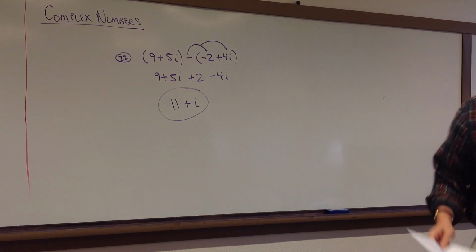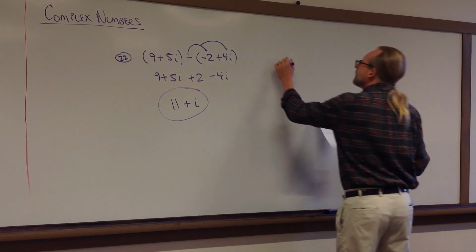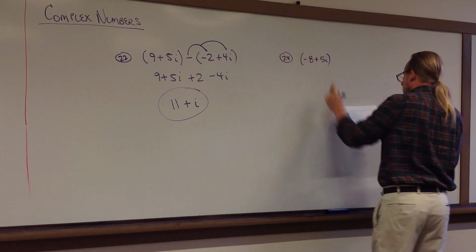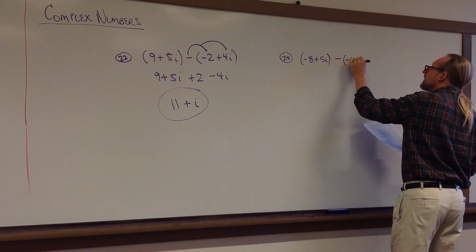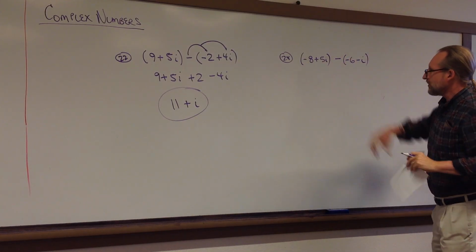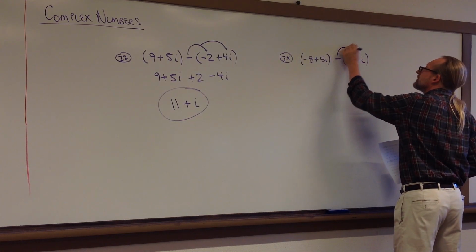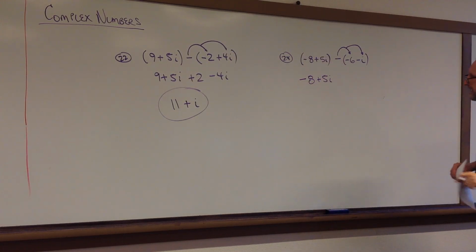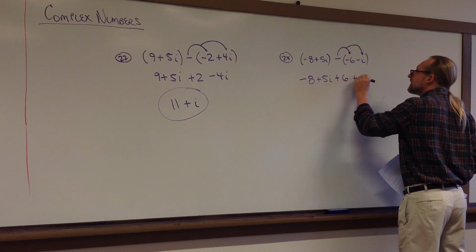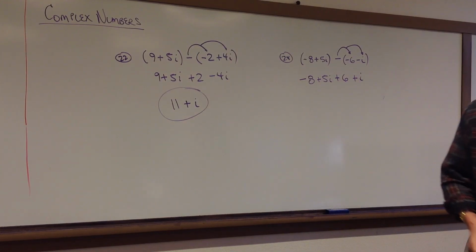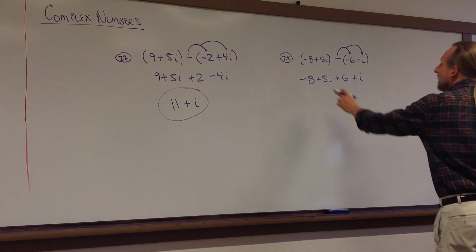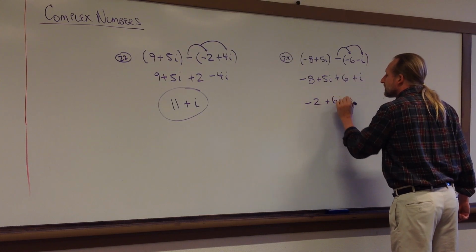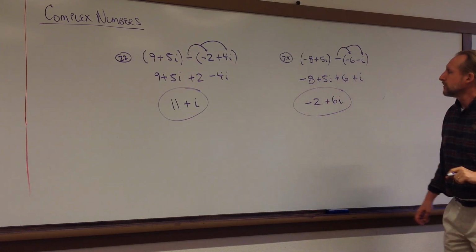Okay, let's see here. Problem 24. We've got negative 8 plus 5i minus negative 6 minus i. So again, the subtraction here in front of the parentheses has to be distributed. That first parentheses is going to stay the way that it is. Here we'll get a positive 6 and a positive 1i. So let's see here. Negative 8 and positive 6 makes negative 2. 5i and 1i makes 6i. And there we go. Negative 2 plus 6i.